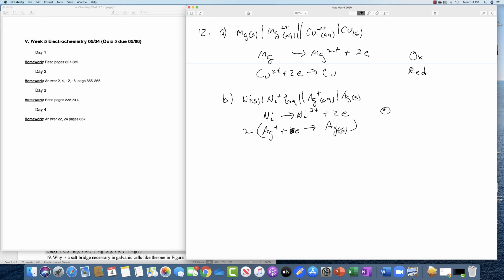And again, this is the oxidation side, this is the reduction side. And the anode is where oxidation occurs, and the cathode is where the reduction occurs. So the anode of any battery, anode, and cathode.